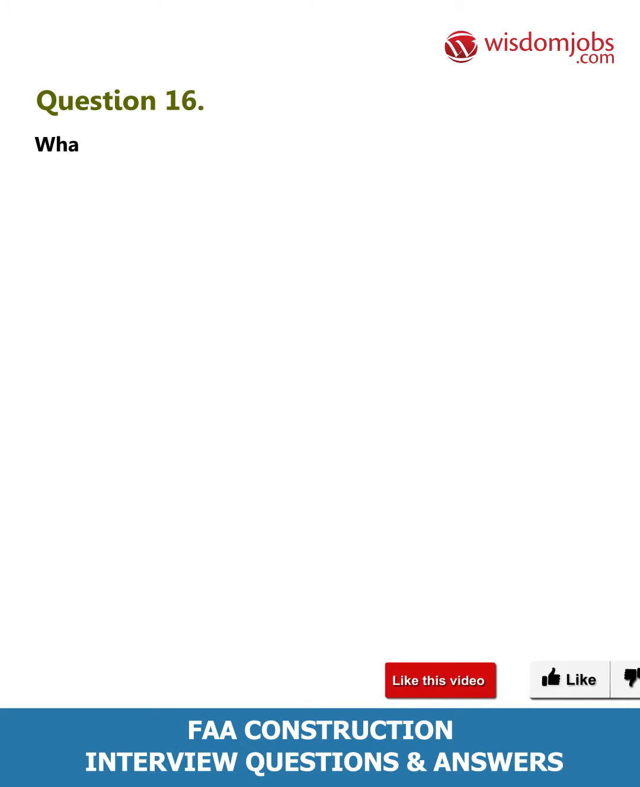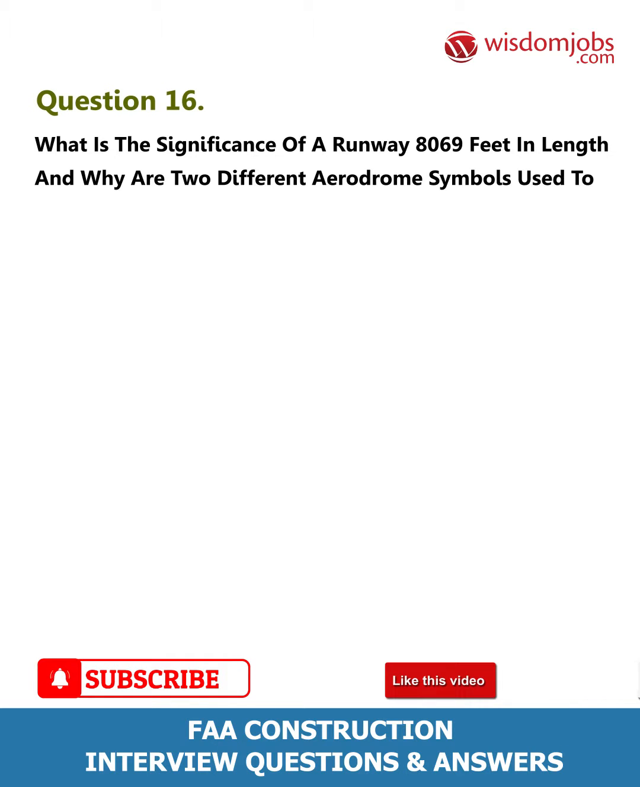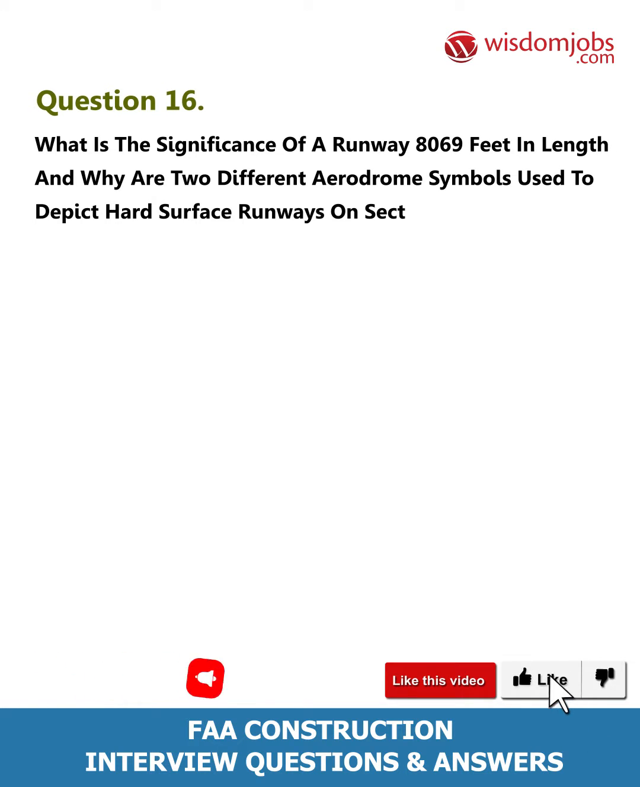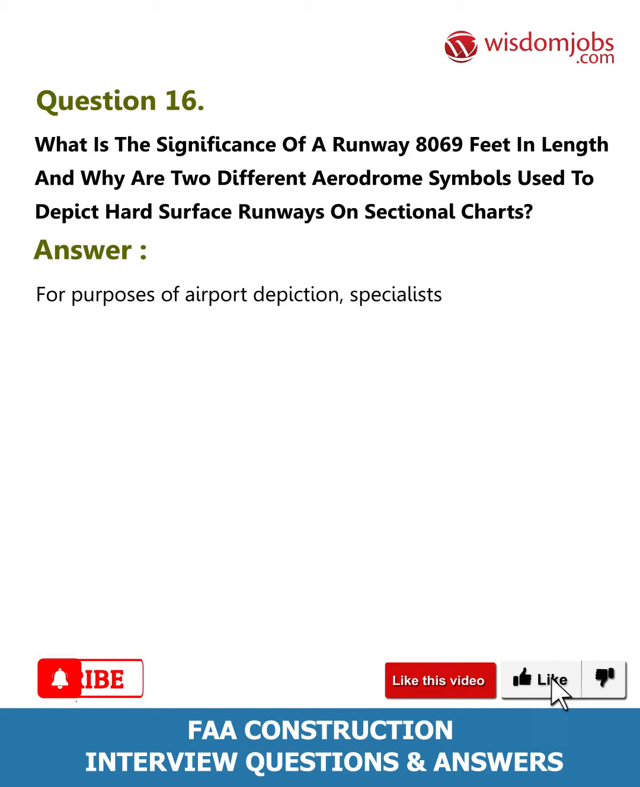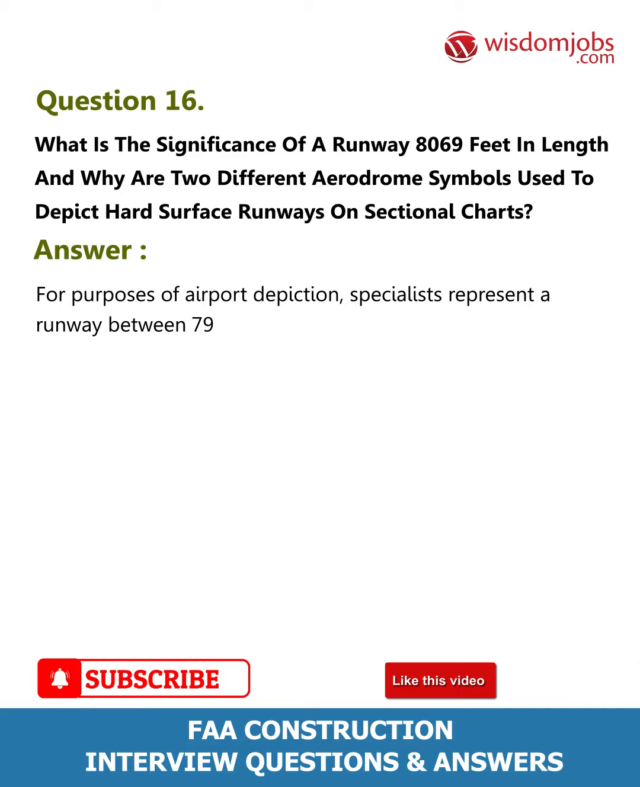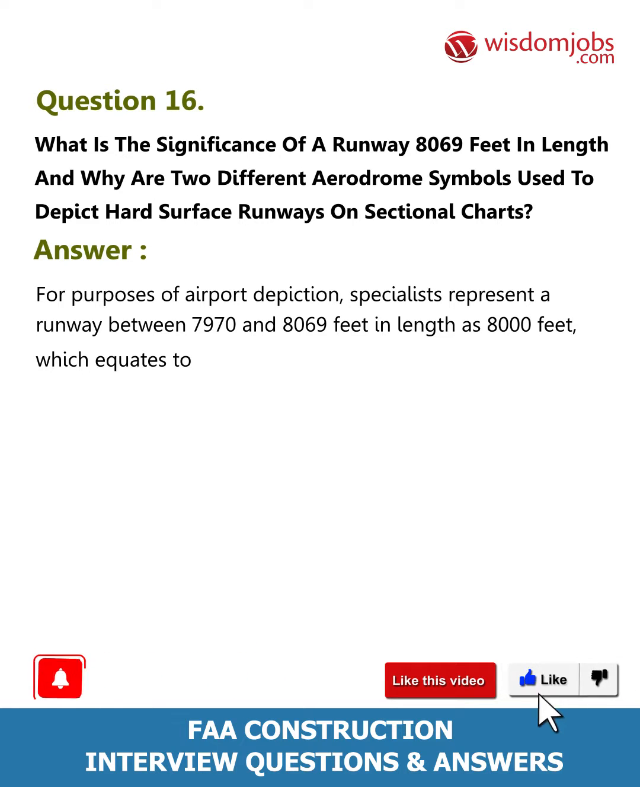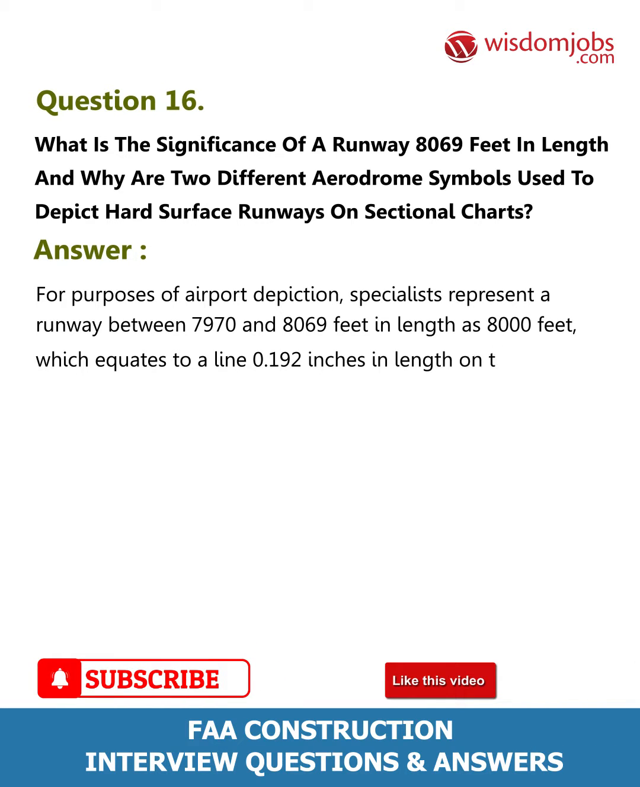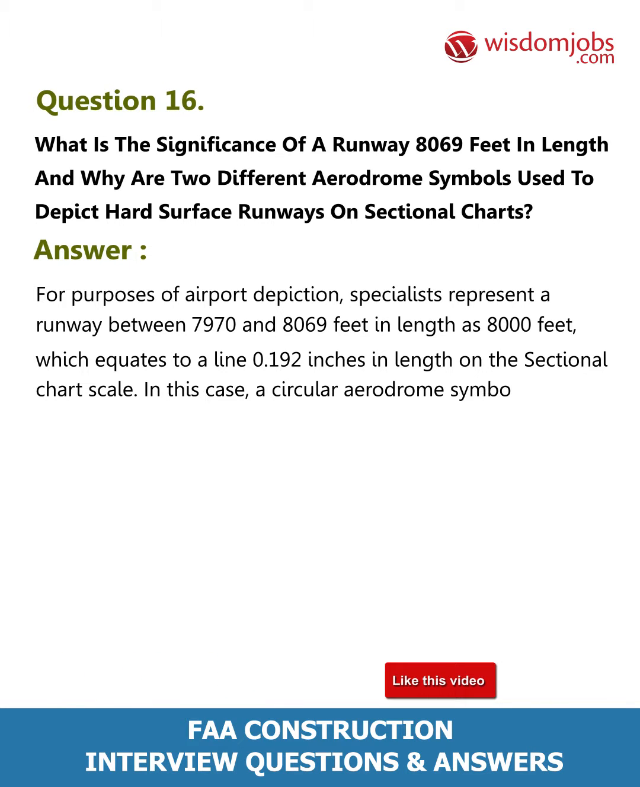Question 16. What is the significance of a runway 8,069 feet in length, and why are two different aerodrome symbols used to depict hard surface runways on sectional charts? Answer. For purposes of airport depiction, specialists represent a runway between 7,970 and 8,069 feet in length as 8,000 feet, which equates to a line 0.192 inches in length on the sectional chart scale. In this case, a circular aerodrome symbol is used.